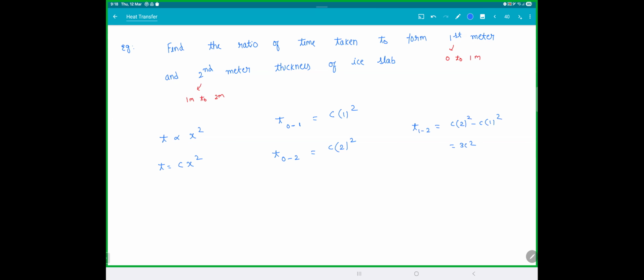So if you actually see 1 meter, 2 meter, 3 meter, you'll get 1, 3, 5, 7, 9, odd numbers. So the time taken for the first meter is to the time taken for the second meter as 1 is to 3. If you take the third meter, it is 5. Fourth meter is 7 and so on. So you can see actually as time passes, it becomes more and more difficult for ice to form. The thicker the ice slab, the more difficult for the heat to flow. So the slower the ice will form.